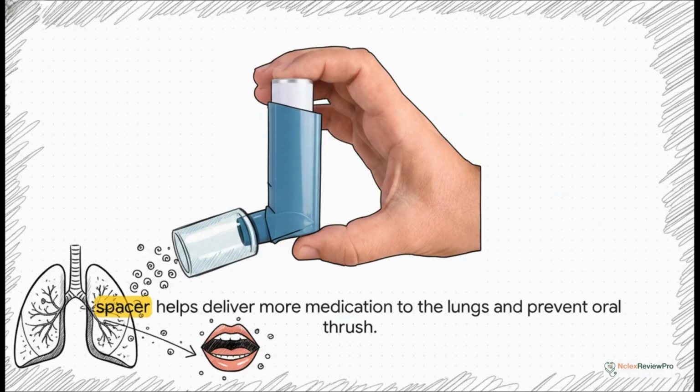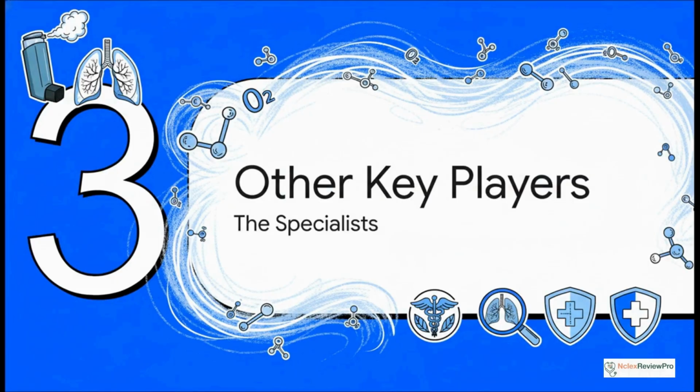A spacer. This little plastic tube attaches to the inhaler, and it does two fantastic things. One, it helps get more of that fine medicine mist deep down into the lungs where it actually needs to work. And two, it catches the bigger droplets, so less of it gets stuck in the mouth. That means better effects and a lower risk of thrush. It's a total win-win.